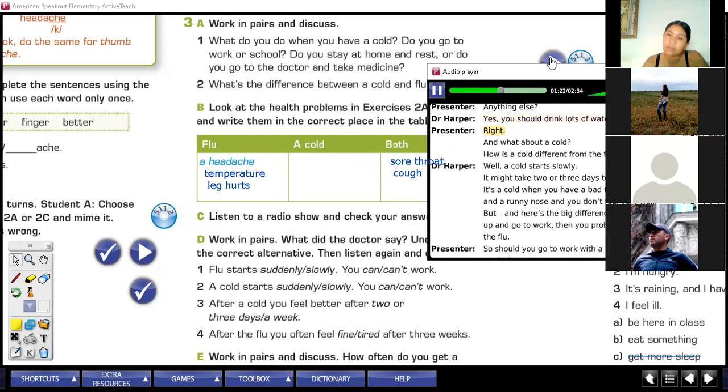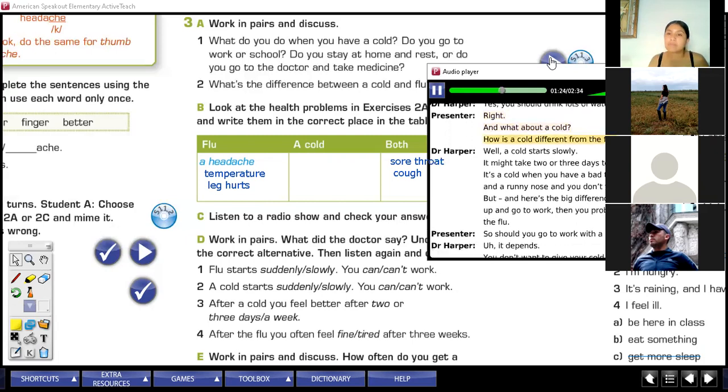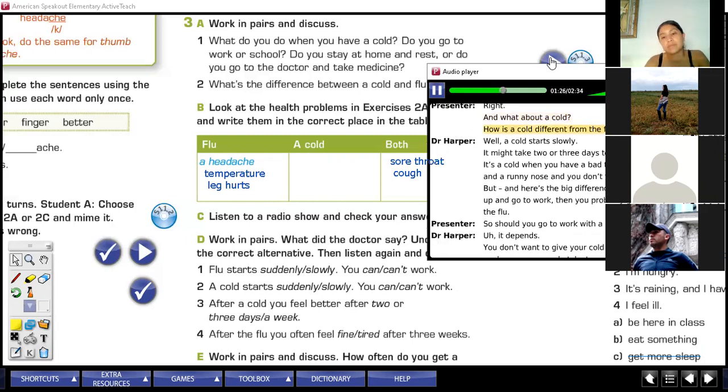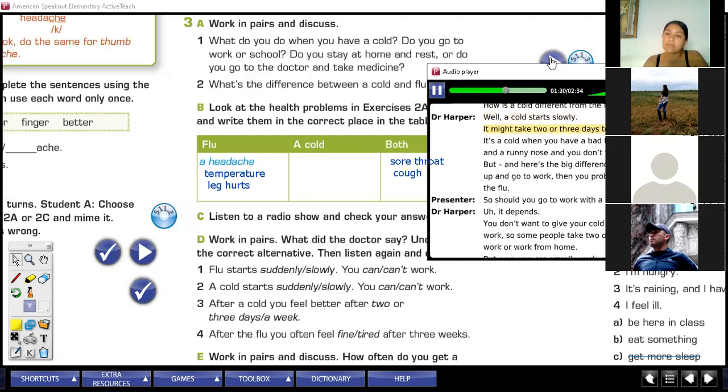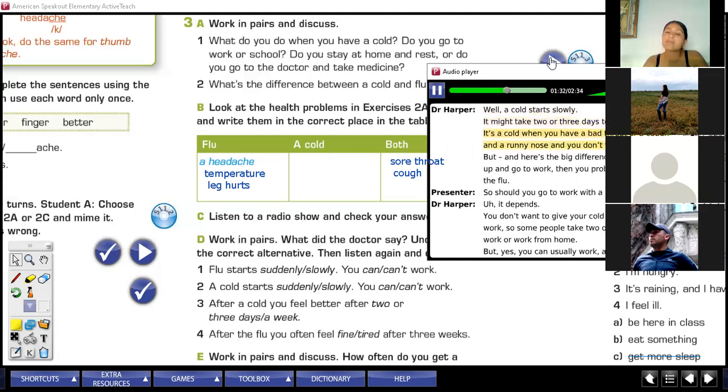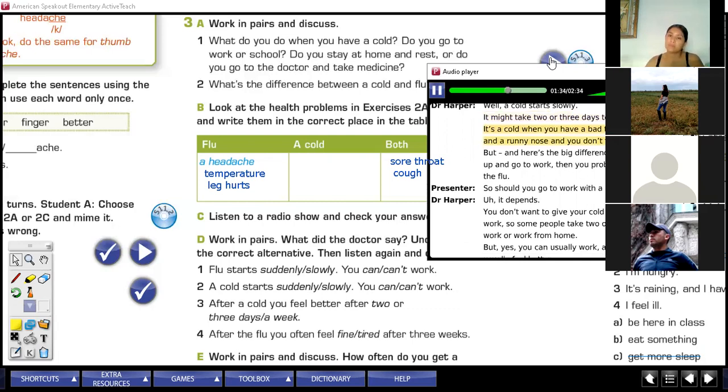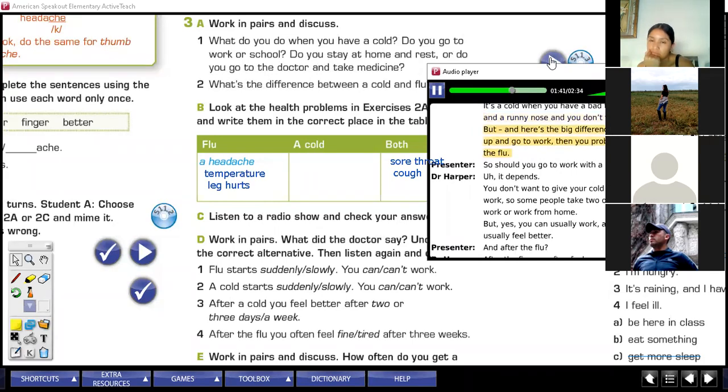Right. And what about a cold? How is a cold different from the flu? Well, a cold starts slowly. It may take 2 or 3 days to start. It's a cold when you have a bad throat or a cough and a runny nose and you don't feel very well. But, and here's the big difference, if you can get up and go to work, then you've probably got a cold, not the flu.